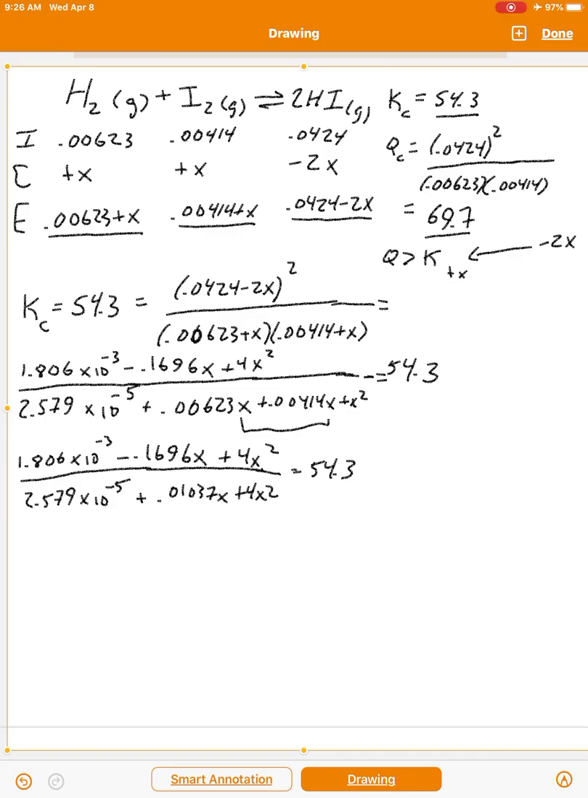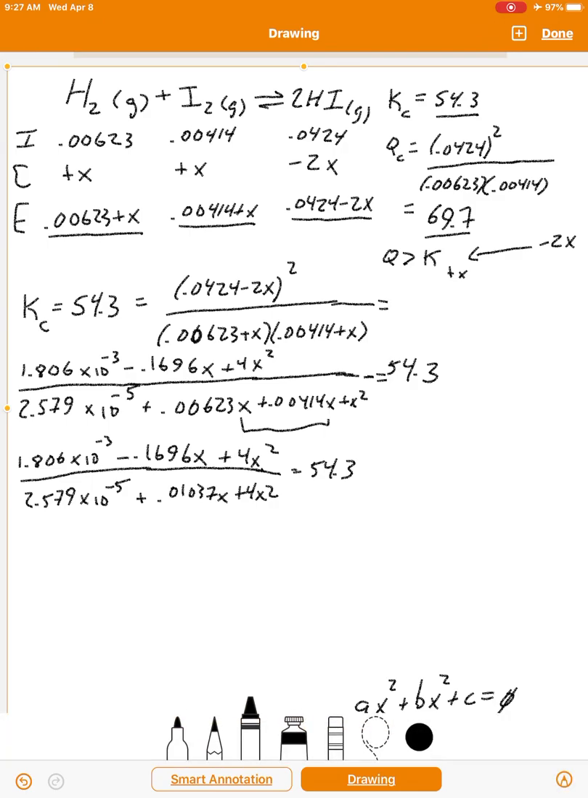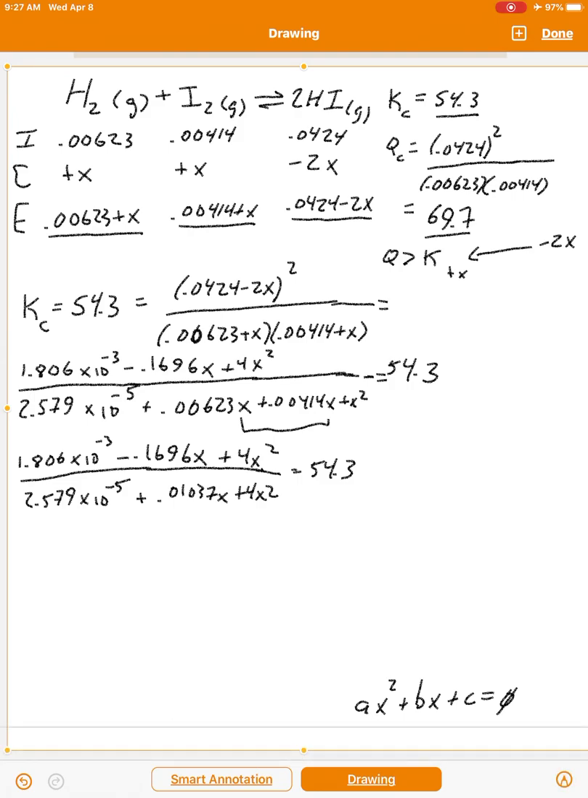So the next step is, what we're really trying to do is get this whole thing into a form that looks something like this, the general form for a quadratic. See there? ax squared plus bx plus c. That's the general form for a quadratic. So to do that, the next step is I'm going to take everything that's in the denominator and multiply it by the 54.3, the equilibrium constant. And that will put everything up in the numerator. Okay? So 3 terms times 54.3.